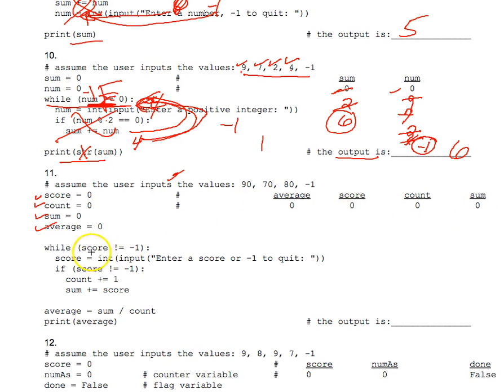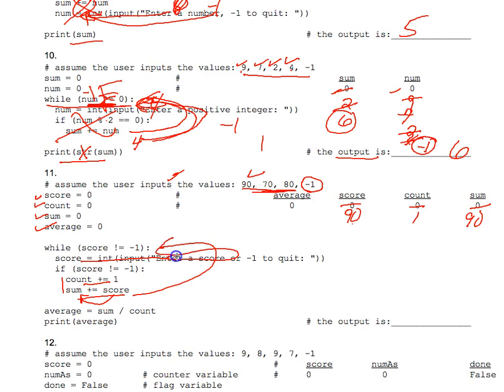Number 11, all of these variables are initialized to 0. I see that. A while loop, while score is not equal to -1. So I'm going to be inputting 3 numbers before I get to the sentinel value of -1. The first number that gets inputted is a 90. So 90 plugs in for score. 90 is not equal to -1. Therefore, we do indeed execute this body of the if statement. So we add 1 to count. We add score into sum. 90 gets added into 0.